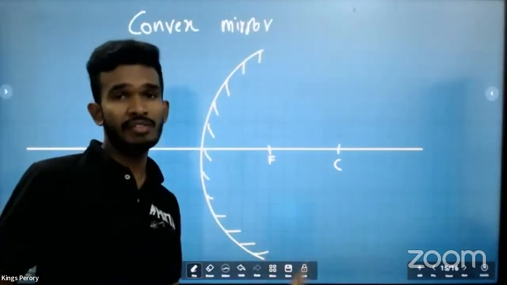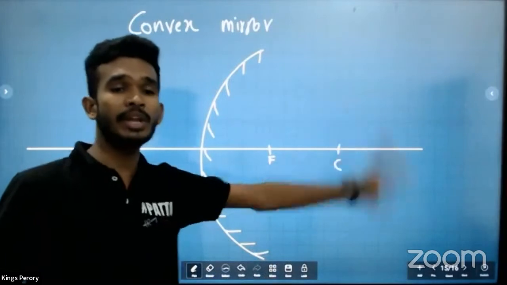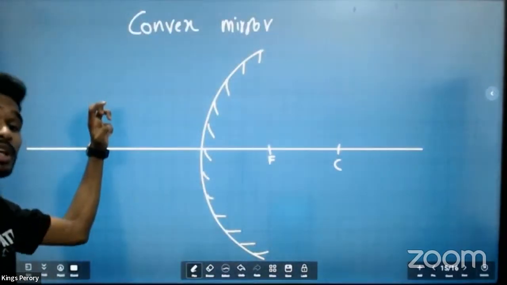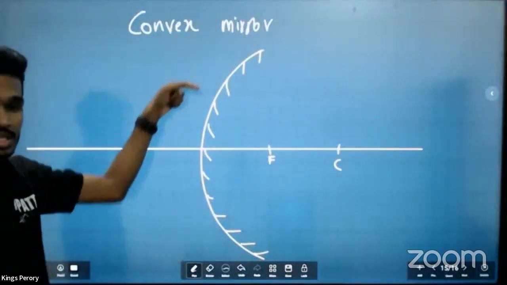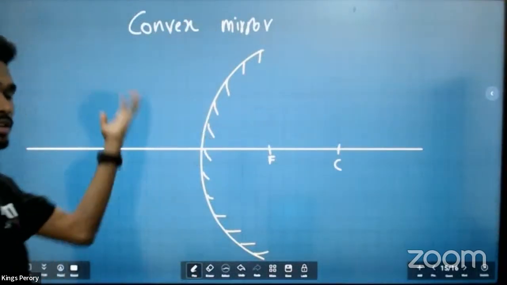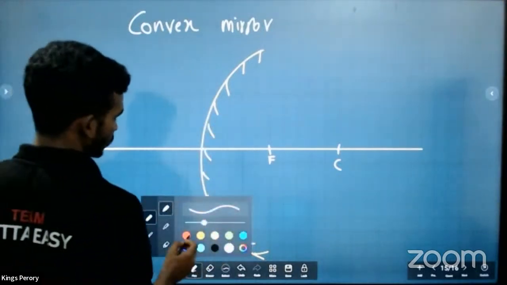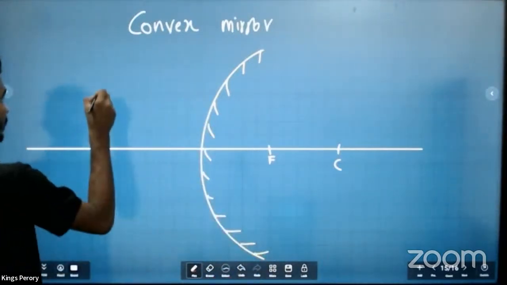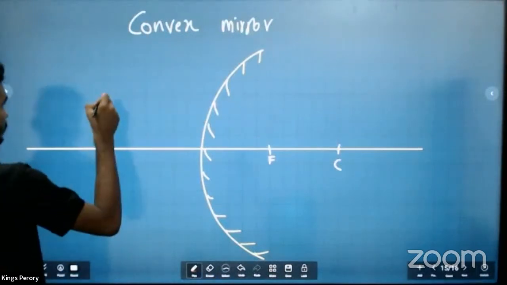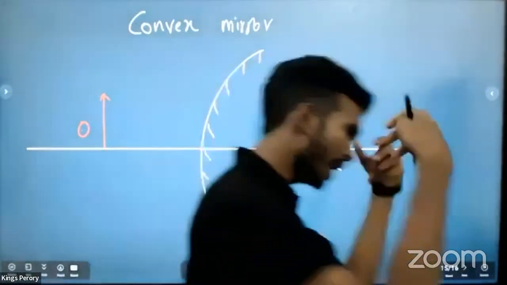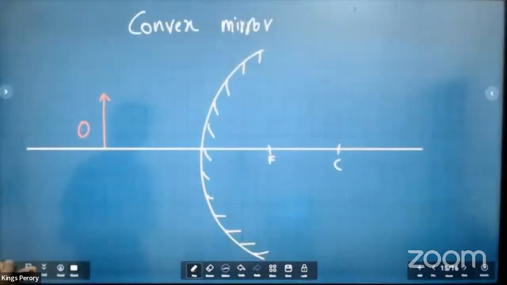But this side is going to be the rough surface. On the rough surface, you are not going to keep any object. You keep the object in front of the reflecting surface. This is your reflecting surface. In front of it, wherever you want, you keep the object. Let's say you keep the object here. You don't have a specific position here.